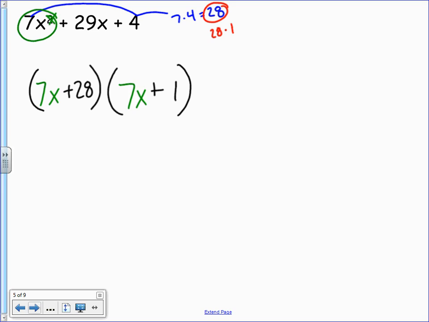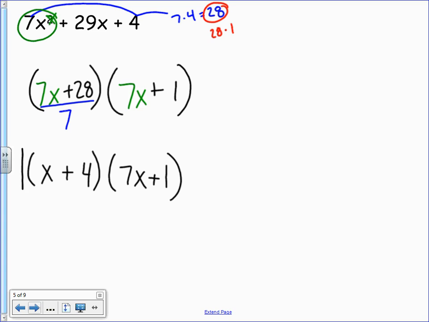But we'll look at our two sets of parentheses, and one or both of them will divide. In this case, it's my first set of parentheses, 7x plus 28. Both of those numbers are divisible by 7. So don't forget that step where you go back and divide one or both of your parentheses. My final factor form is x plus 4 times 7x plus 1. This is my final answer for factoring.